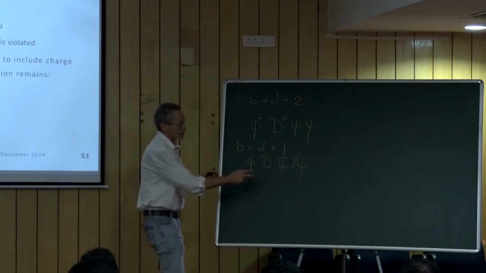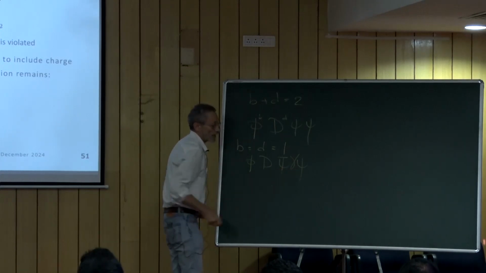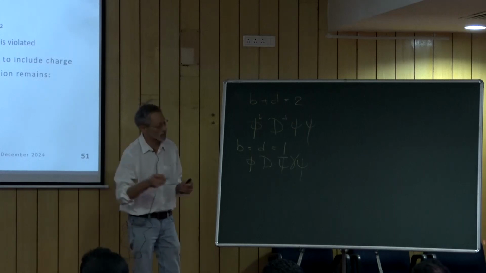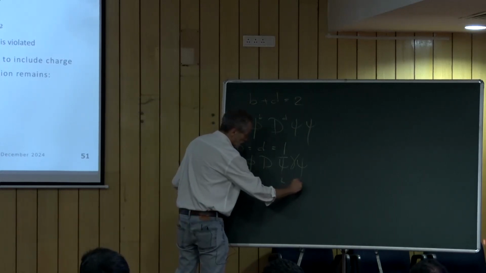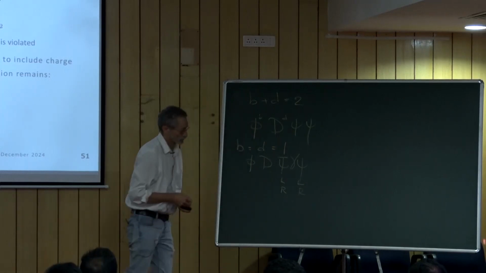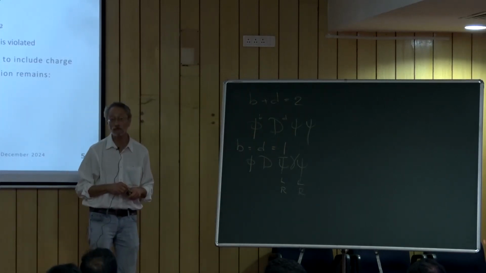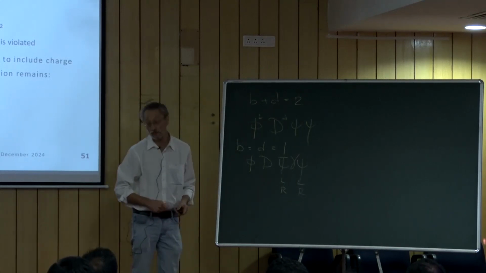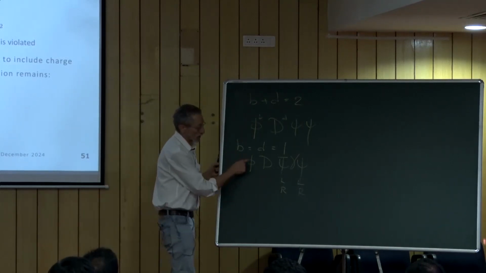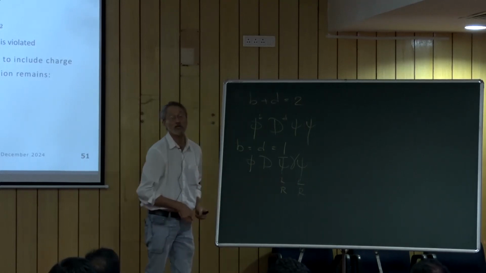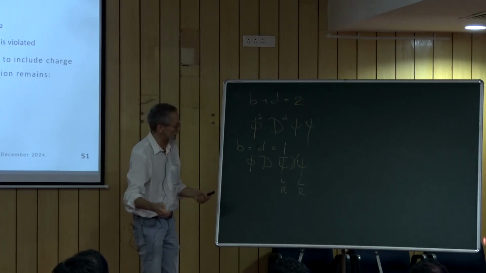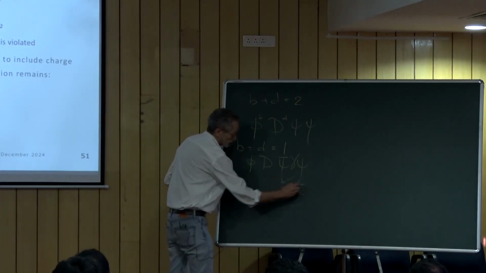So these guys must have the same chirality. They must both be left or they must both be right. Okay? If they are left, they are isodoublets. And then you have 1, 2, 3 isodoublets from which you cannot make a singlet. Violates Lorentz invariance. This doesn't work.